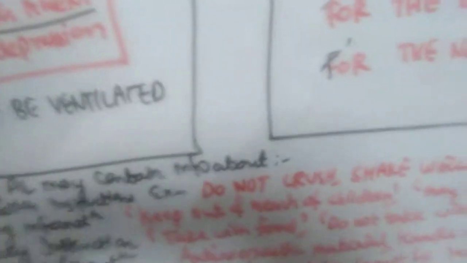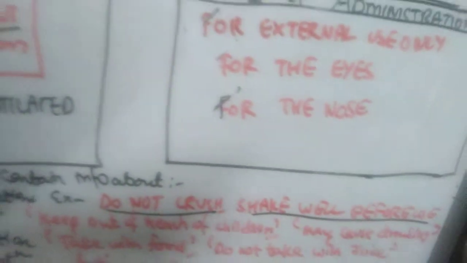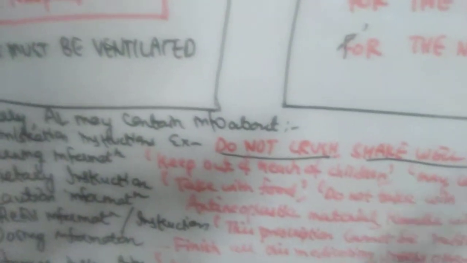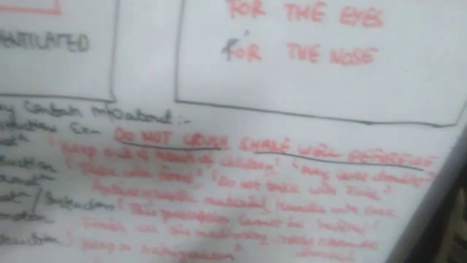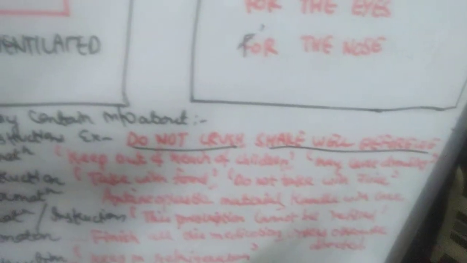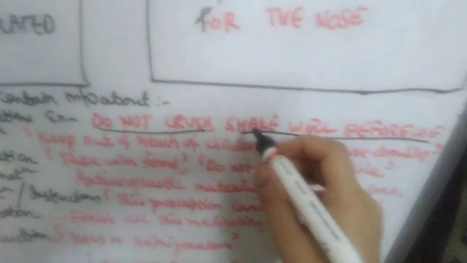Okay, so for example, administration instructions will be written: do not crush, and shake well before use. This will be your administration instructions. Why do not crush? It means you should not crush the tablet, you should swallow it whole. That is why it says do not crush and swallow the whole tablet. And if it is a suspension, it is shake well before use.